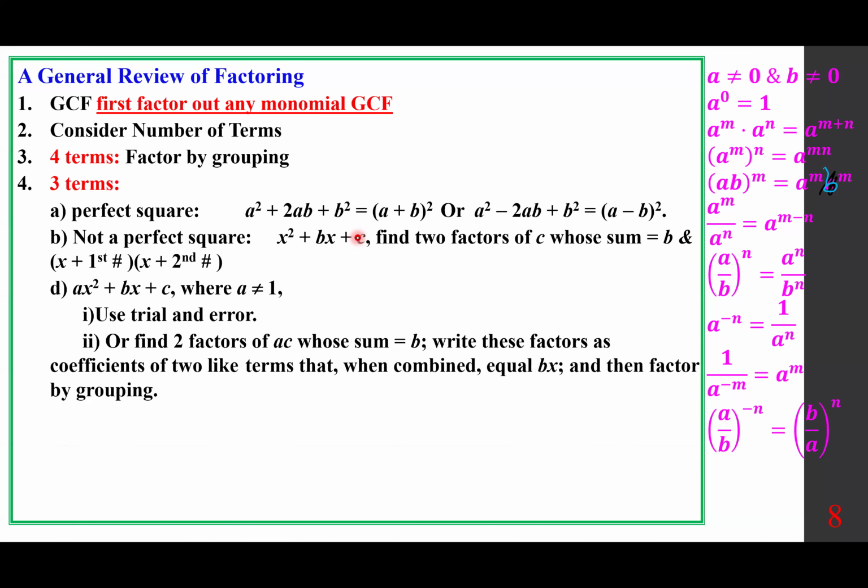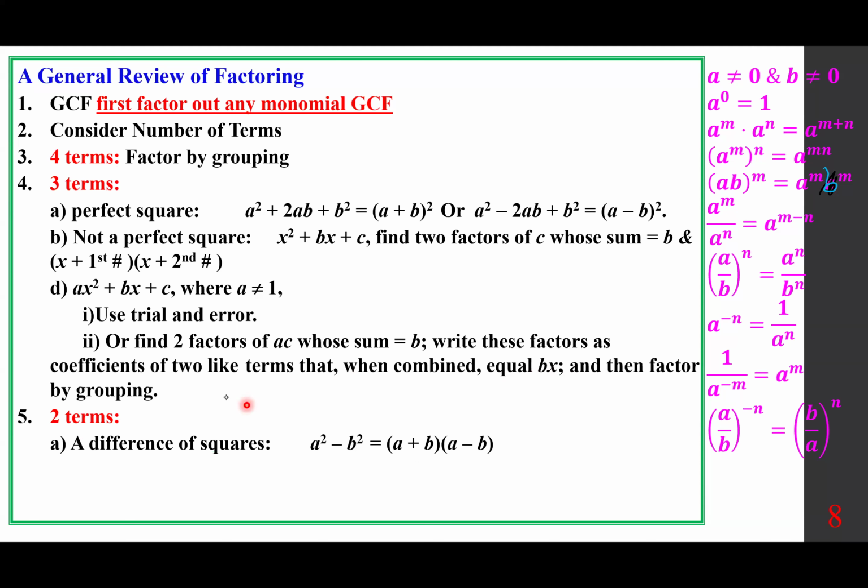What if a is not 1? A is any number but 1. Then we have the first method, known as trial and error. You just have to do it in the same manner, just hoping that a is a prime number and it makes life easy. Or find two factors of AC, called the AC product method, whose sum is b. Write these factors as coefficients of two like terms that when combined equal bx, and then factor by grouping. We will look at an example just to remind you. And of course, there's another method that I will show you in a moment.